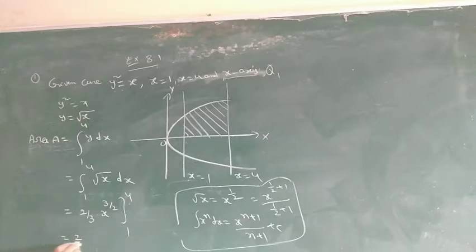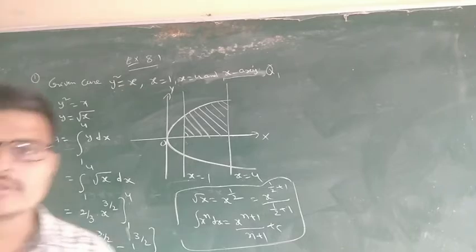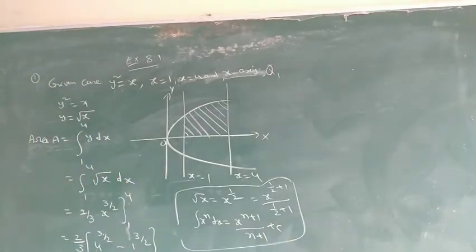1 to 4. 2 by 3 common. 4 power 3 by 2 minus 1 power 3 by 2. So 4 power 3 by 2 is equal to 8, minus 1. So that is equal to 14 by 3.